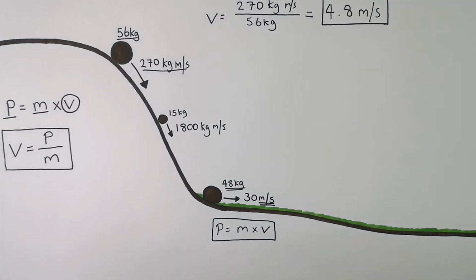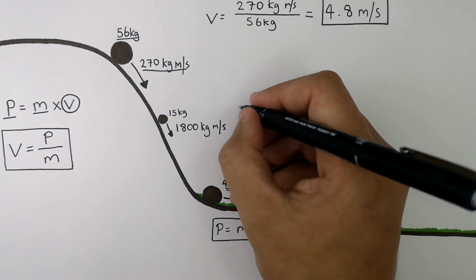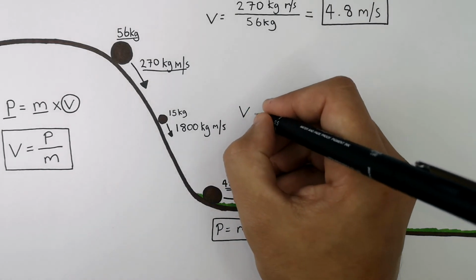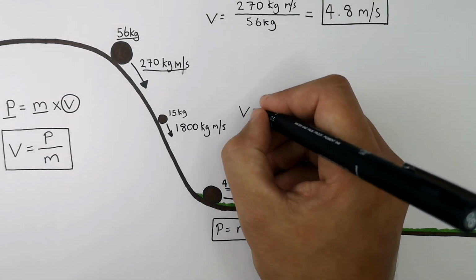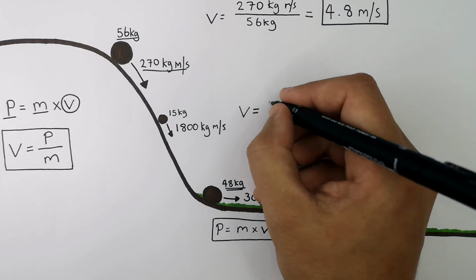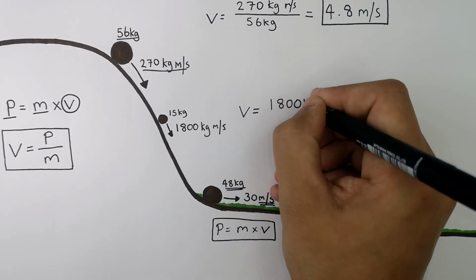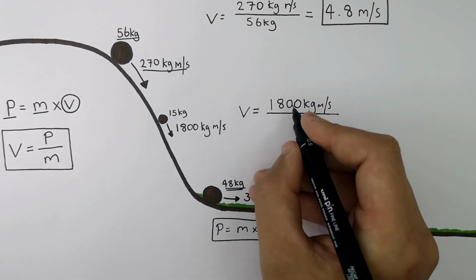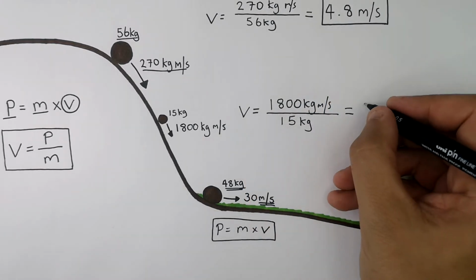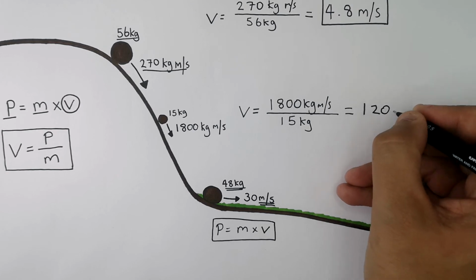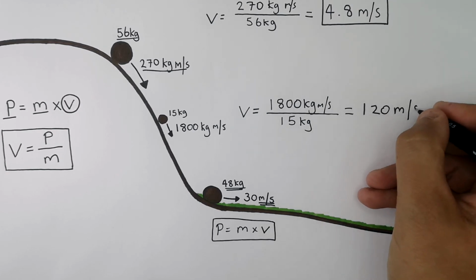In this example, we've got the rock's mass, which is 15 kilograms, and the rock's momentum, which is 1,800 kilogram meters per second. So we can work out v, the velocity of the rock. So you divide the rock's momentum, 1,800 kilogram meters per second, by the rock's mass, 15 kilograms. That gives you a velocity of the rock of 120 meters per second.